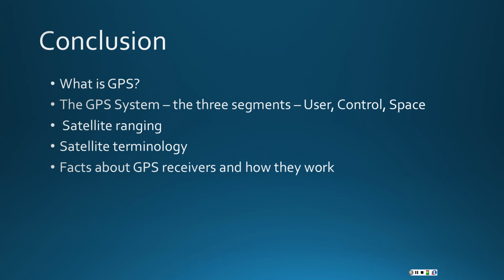What we've covered so far is presented in the first 9 pages of Chapter 2 in your text. Here we've talked about what GPS is, the GPS system, and the 3 components that make up the system: the user, control, and space segments. Further, we talked about what satellite ranging is and how it can be used to determine your position on Earth, or maybe your favorite fishing spot. Lastly, we covered some satellite terminology involving discussion about satellite signals and services, as well as some facts about GPS receivers and how they work.